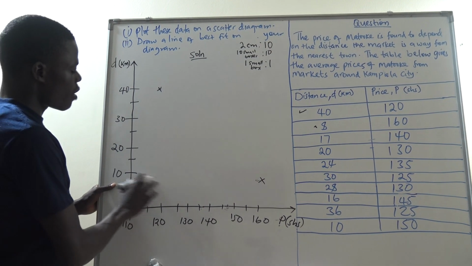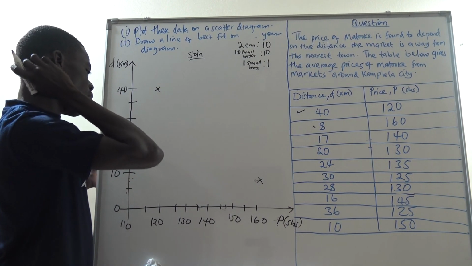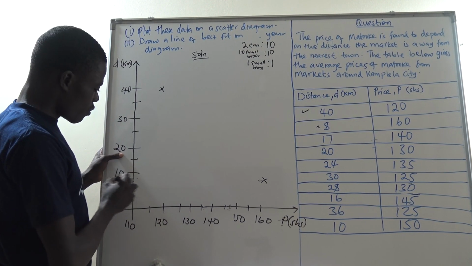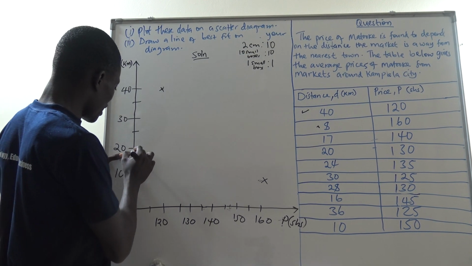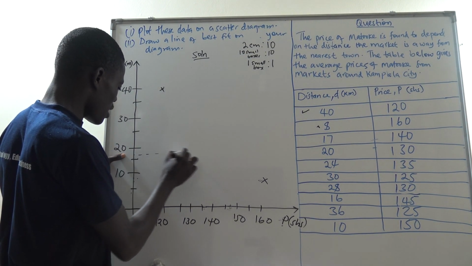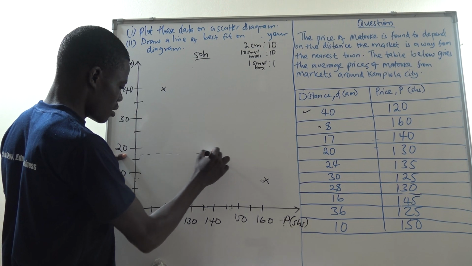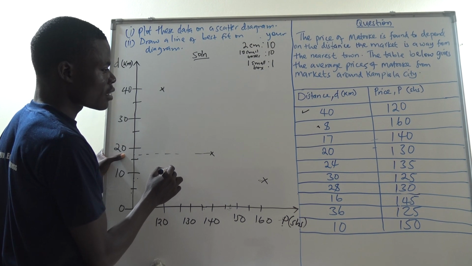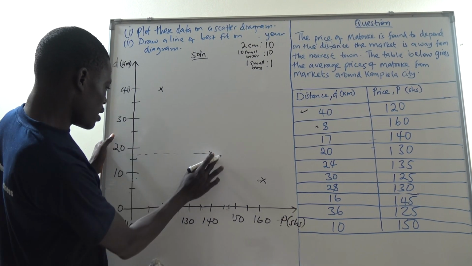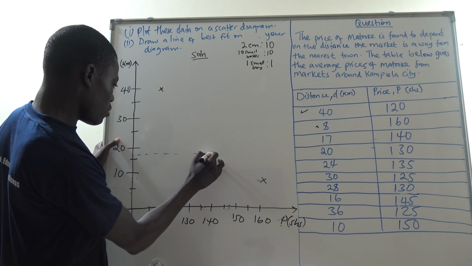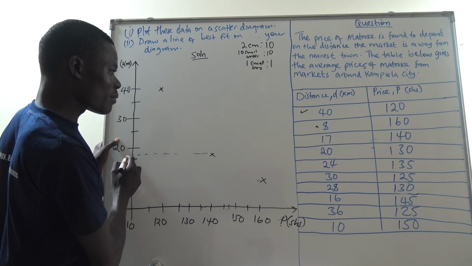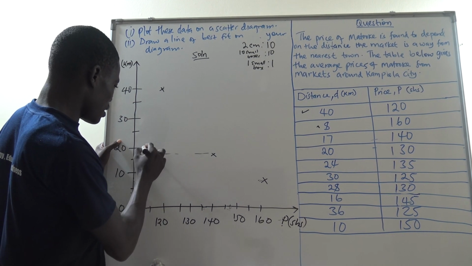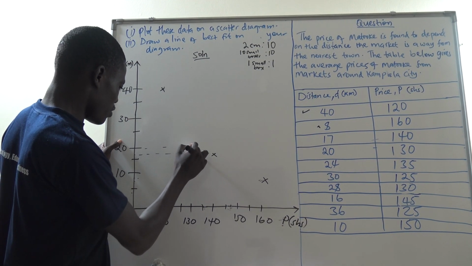Then that one becomes our point. Then we are plotting 17 against 140. 17 against 140 will be somewhere here. Then 140 is somewhere here. Then we have 20 against 130. 20 against 130 will be somewhere here.